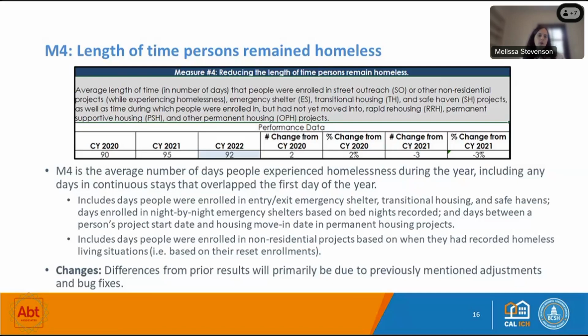Then there are no changes specifically to measure 4. However, those adjustments, those improvements that we talked about that were made to the methodology throughout the SPMs, do affect some of the calculations around length of time homeless, because some people may be removed or added. And so you'll see some slight differences in the new data.